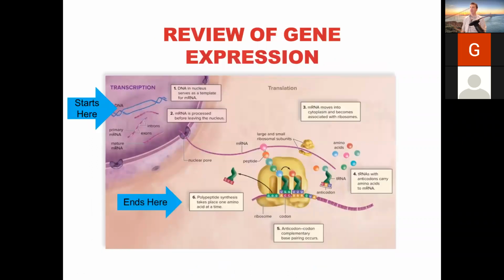So just to give you a review of gene expression, number 1, DNA in nucleus serves as a template for mRNA. mRNA is processed before leaving the nucleus. mRNA moves into the cytoplasm and becomes associated with ribosomes. tRNAs with anticodons carry amino acids to the mRNA. The anticodon-codon complementary base pairing occurs, and then the polypeptide synthesis takes place one amino acid at a time. So what's important to remember here is that you start in the nucleus doing transcription, and you end in the cytoplasm doing translation.